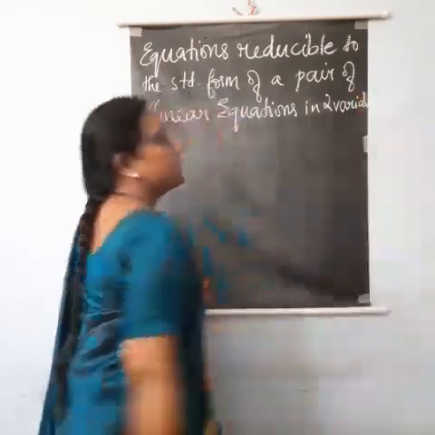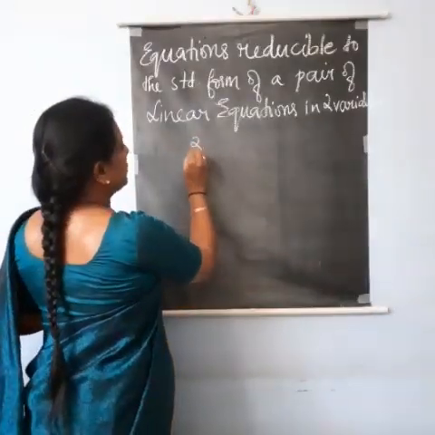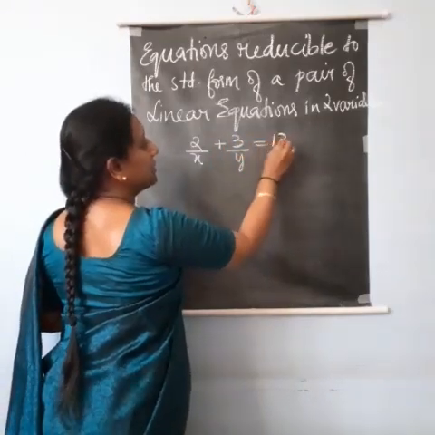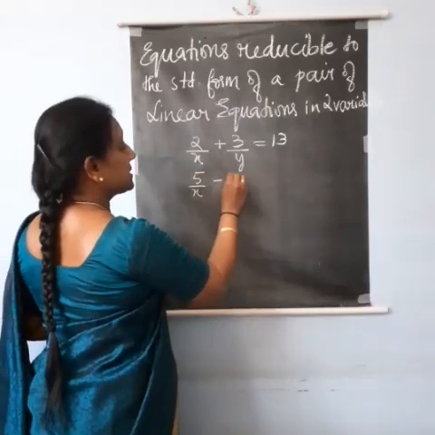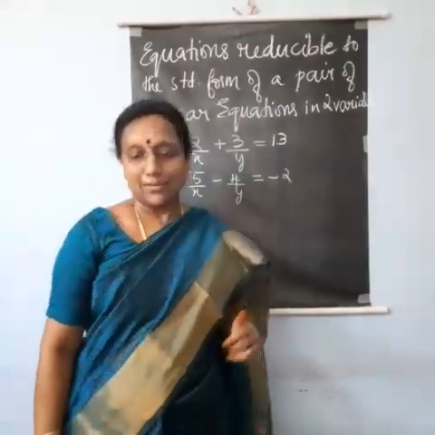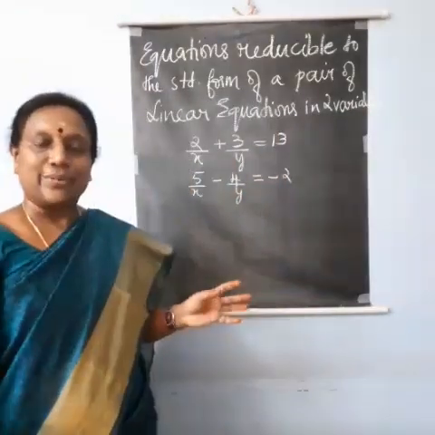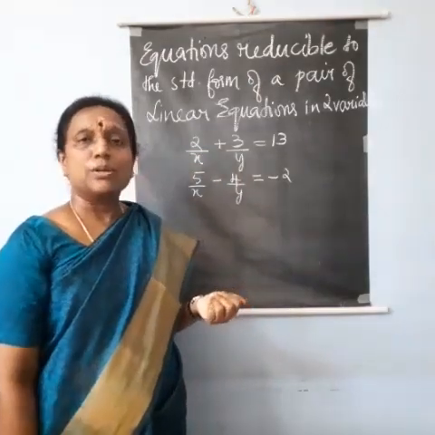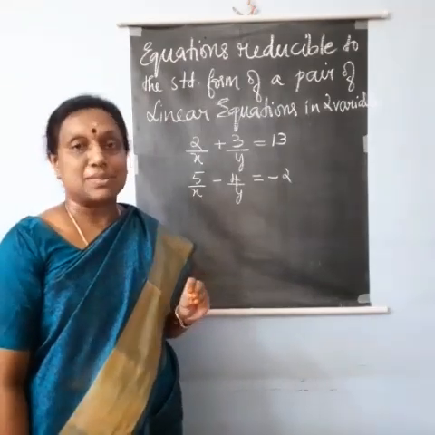Okay. Now, you take for example, we have an equation like this: 2 by x plus 3 by y equal to 13. Okay, and 5 by x minus 4 by y equal to minus 2. Just say we have these two equations. Now what happens is, this is not in the standard form, right? We have the variables in the denominator. So it will not be possible to solve them. So the only way we can do it is by a little substitution.